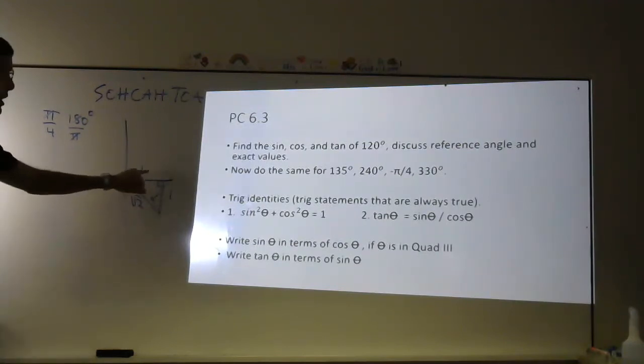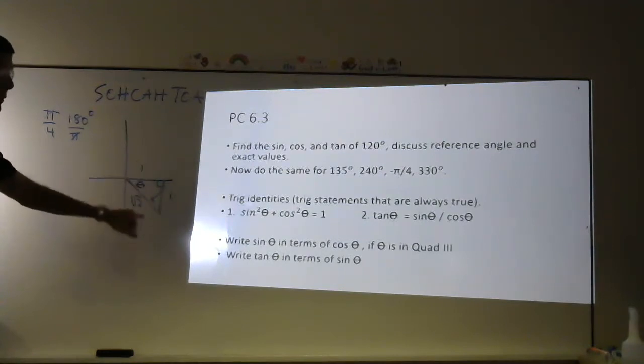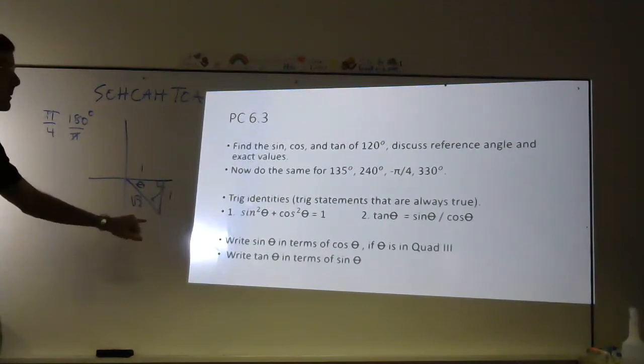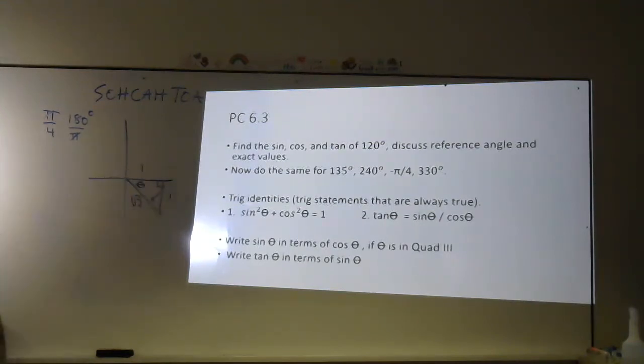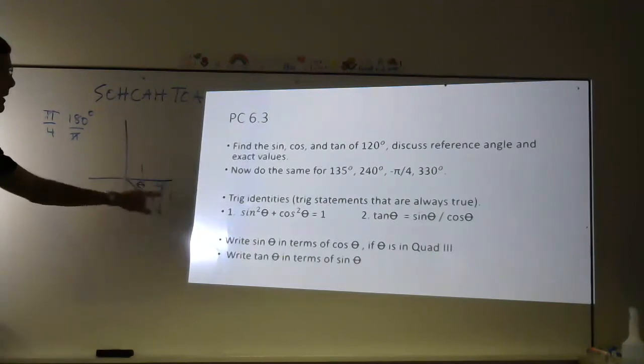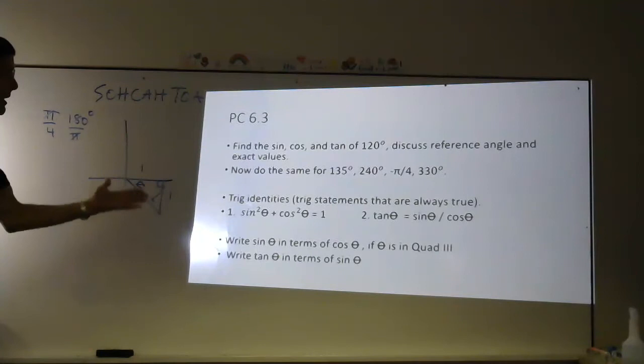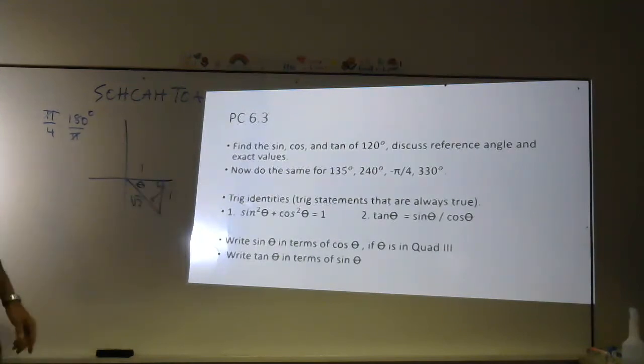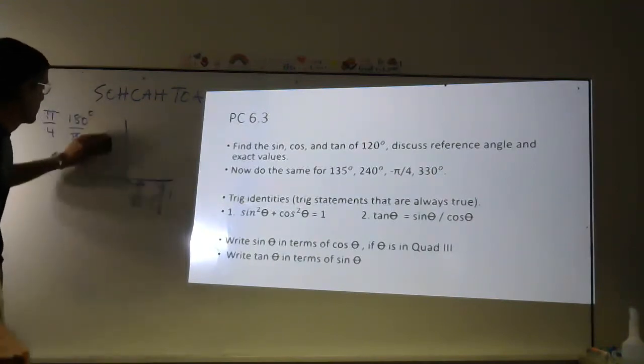Cosine is adjacent over hypotenuse, 1 over root 2. All students take calculus, starts with the letter C, so cosine would be a positive 1 over root 2. Tangent is 1 over 1, opposite over adjacent, so tangent is 1. All students take calculus, tangent is negative. Okay? One more.